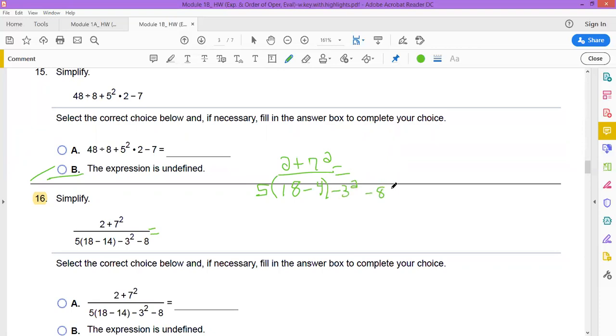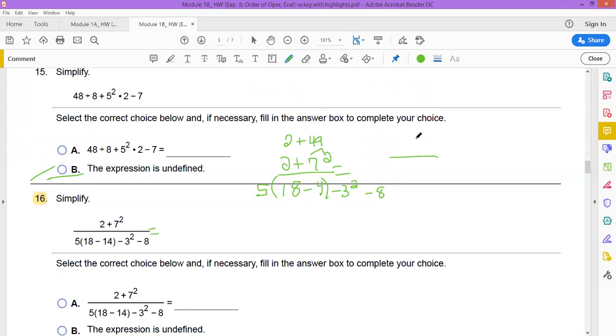minus 3 to the second power minus 8. Need a little bit more room, huh? So starting in the numerator, 2 plus 7 to the second power. This exponent we need to look at first. 7 times 7, that gives us 49. We'll bring up the addition symbol and the 2 that's in front of the 49. And then we want to add 49 plus 2 in the numerator.